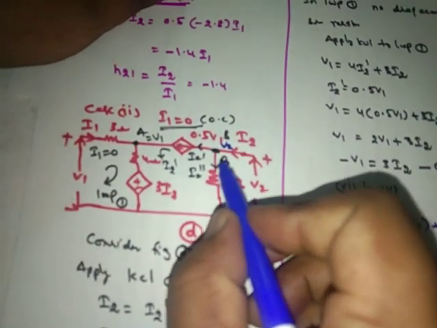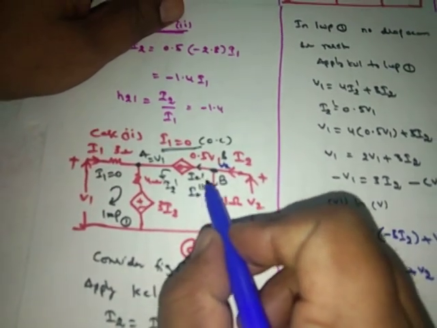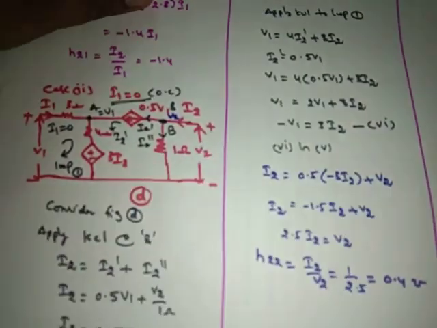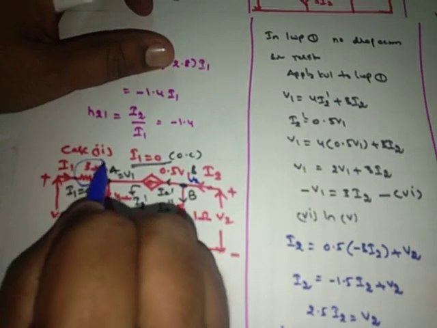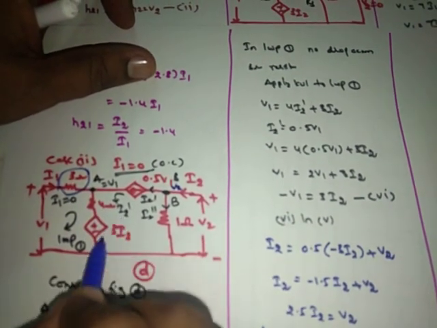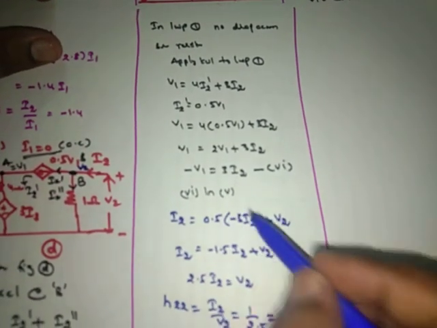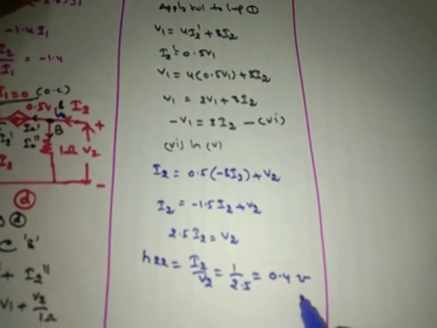Now here the procedure is, current divides. Observe here in figure D, current divides, that is important. I2 current is divided into I2 double dash and I2 dash. Apply KCL at B, then you will get equation 5. Then again apply KVL at loop 1. There is no drop across the 3 ohm resistor. Directly V1 is equal to 4 I2 dash plus 3 I2. Then simplify, you will get 6. Then 6 in 5, you will get one H parameter, that is equal to 0.4 mhos.